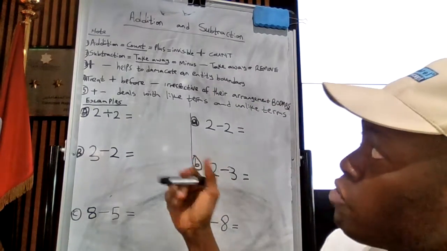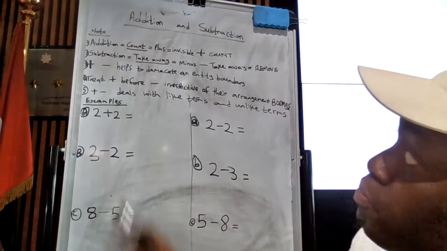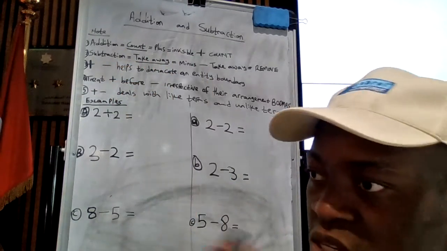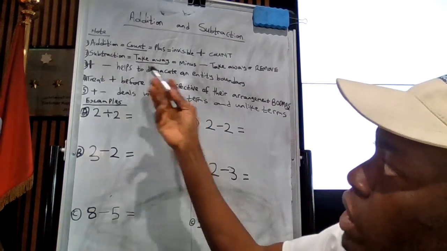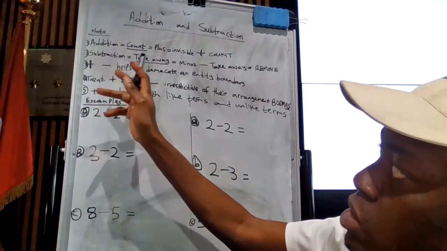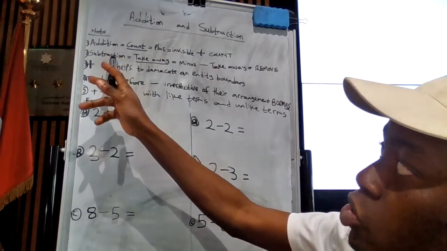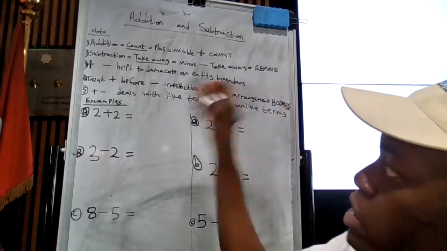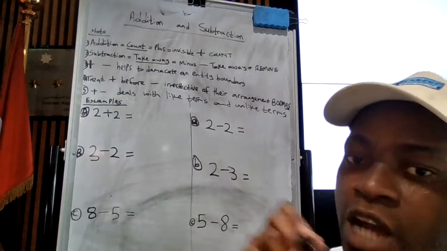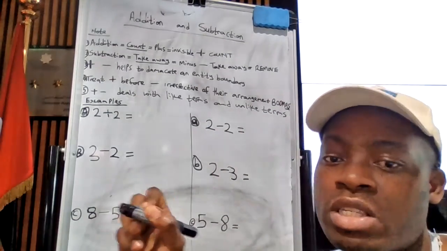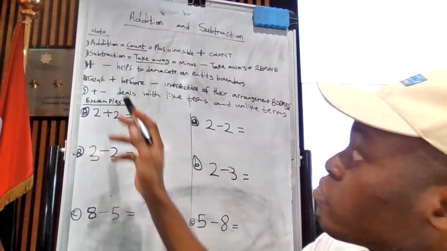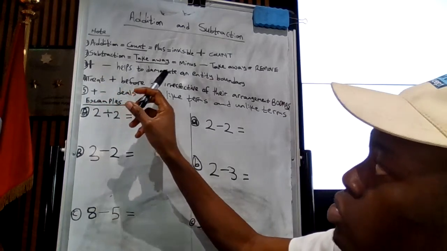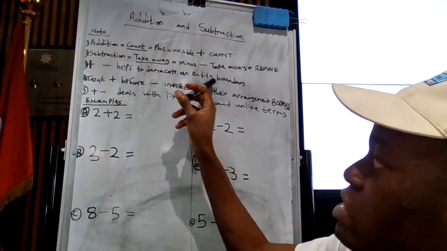So, as I've always said, addition and subtraction. Addition simply means count, plus, and sometimes it might be invisible. And another thing is subtraction is different from addition in such that subtraction simply means to take away, minus, take away. When you include the action with it, take away, it makes it easier for you to get. Then plus and minus help us to demarcate an entity boundary.